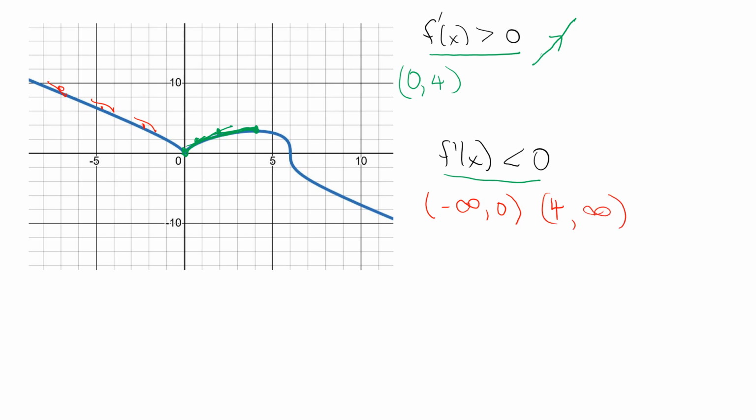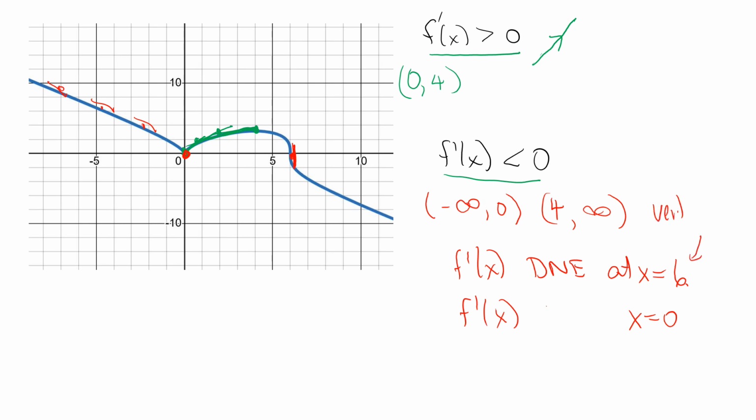Now, right here, it looks like the tangent line is vertical. So the derivative does not exist at x equals 6. And the derivative does not exist at x equals 0 either. This one, because it's a vertical tangent line, goes vertical, and this one is because it's got a sharp corner, and we've talked about that in previous lessons before.